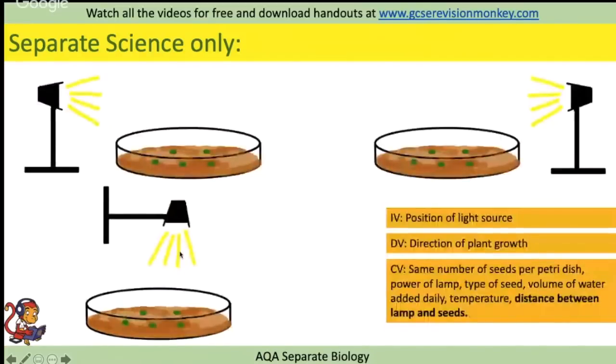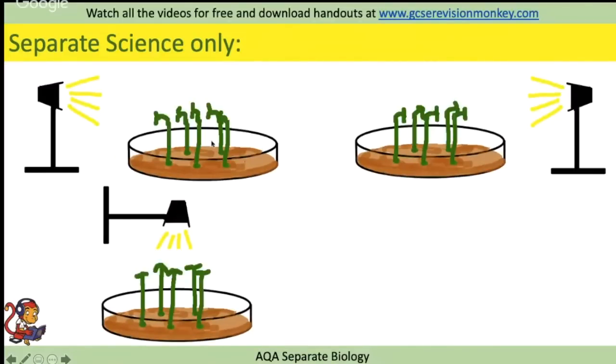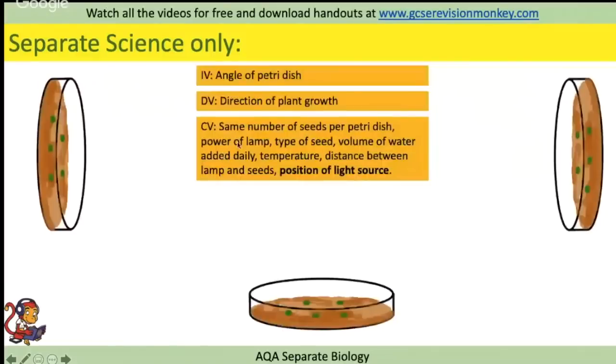Or you could change the position of the light source, because we're going to lead on to talk about plant hormones and phototropism. So you could have one coming from the left, from the right, from the top. Again, keeping all the important control variables the same, and doing biological drawings and perhaps measuring, drawing to show the direction of light, or you may measure height and direction. It's up to you. The angle of the Petri dish, you may well have some crazy setup that they've got in the exam where they're changing the angle of the Petri dish for measuring plant growth.